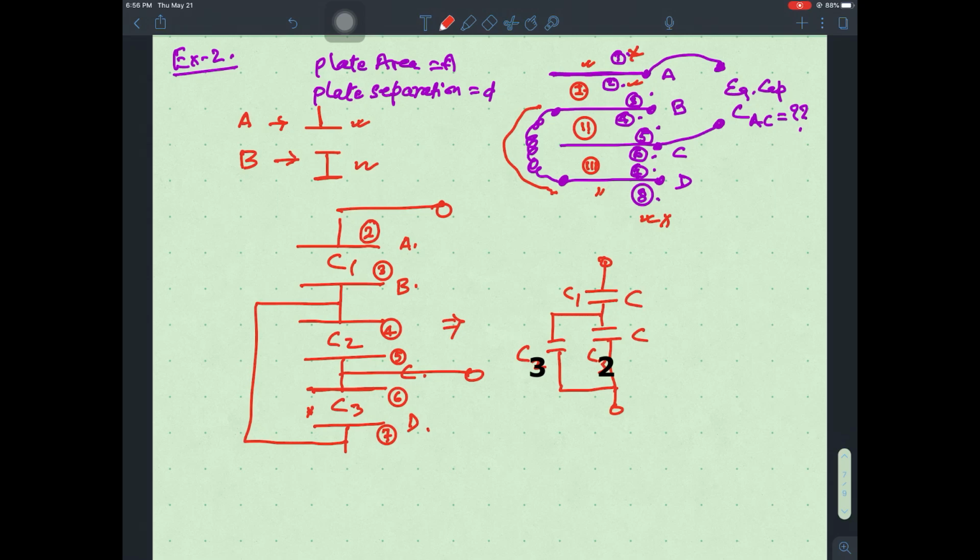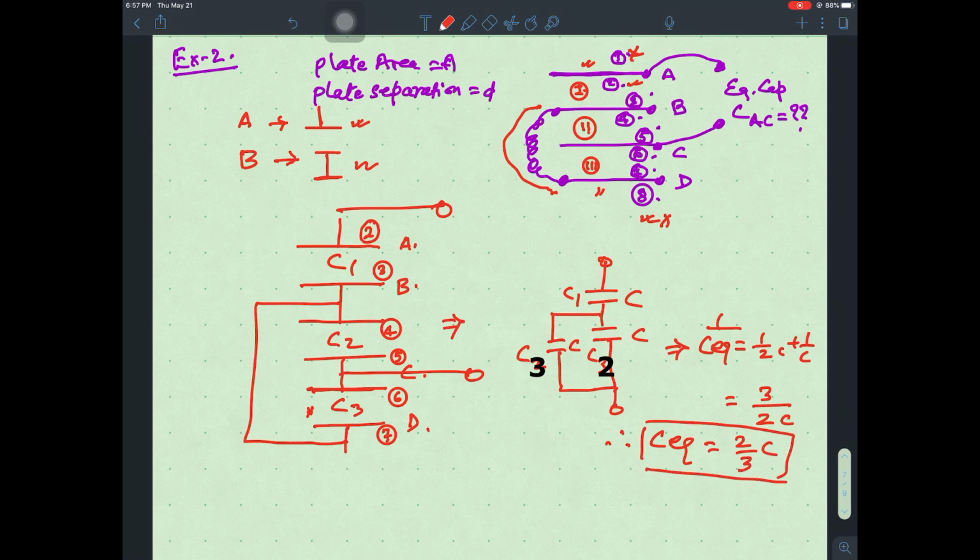If we take all capacitances as C, then these two are in series. So what are we getting? C equivalent is equal to 1 by 2C plus 1 by C. So 1 by C equivalent is equal to 3 by 2C. Hence C equivalent is equal to 2C by 3. This is the answer. See it carefully.